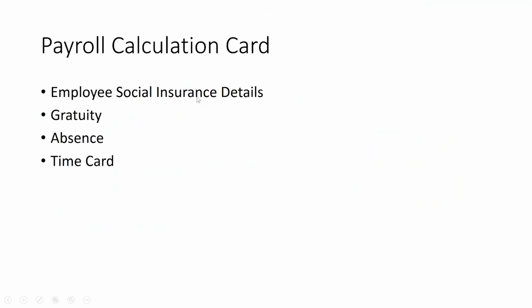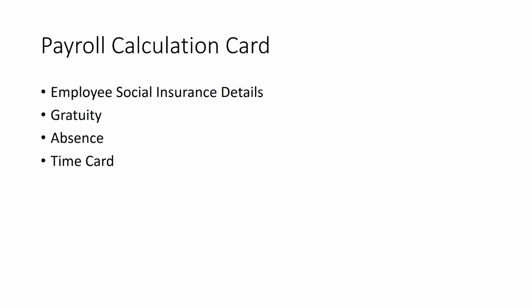Now, next is payroll calculation cards. This is a new thing introduced in Fusion, the payroll calculation card. This was not present in EBS. For the payroll to be run successfully, the employee mandatorily needs to be attached to a social insurance details card. How this social insurance details card is created and how it gets attached to the employee, we will come to that later when we go into the setup.